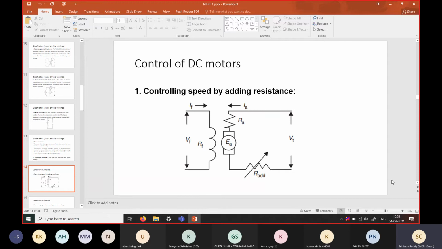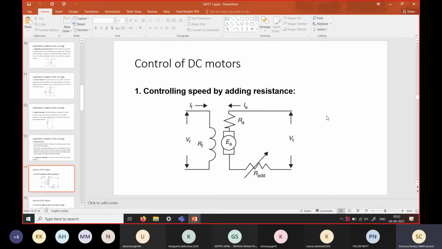Now in the next part we are seeing how we can control the DC motors. As we have discussed, the voltage is proportional to the speed and the current is proportional to the torque, right? Now if you want to control the speed, we need to change the voltage.